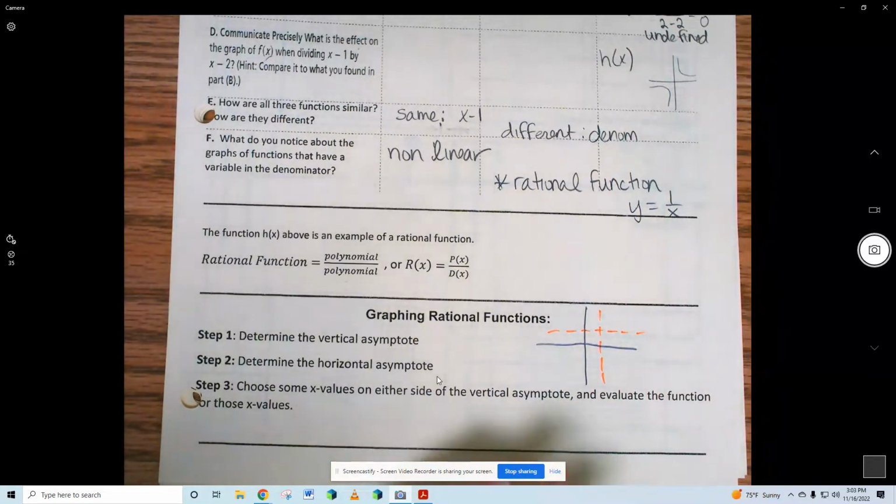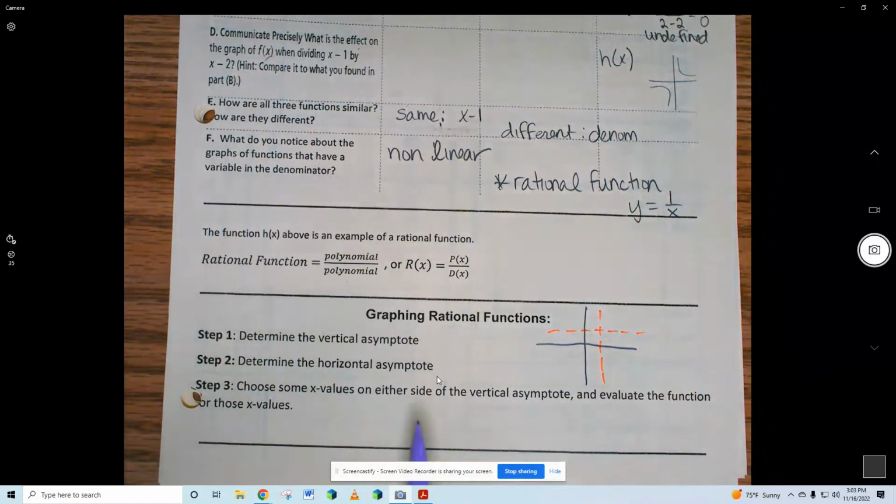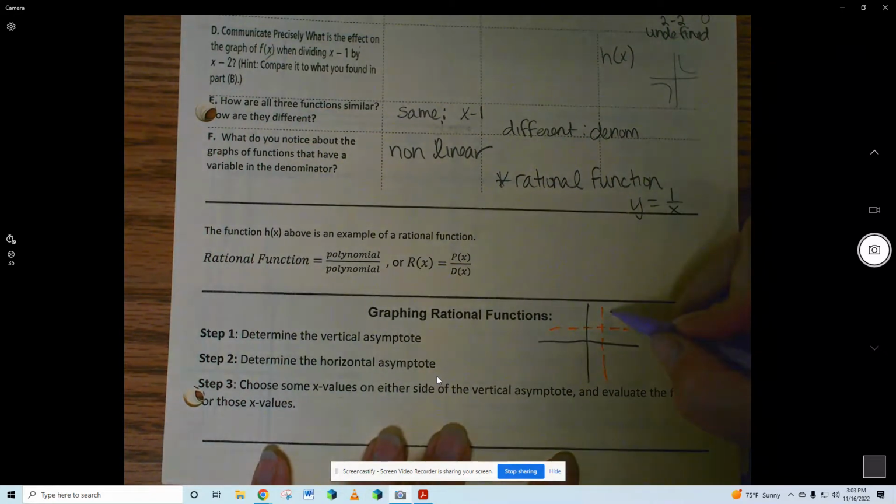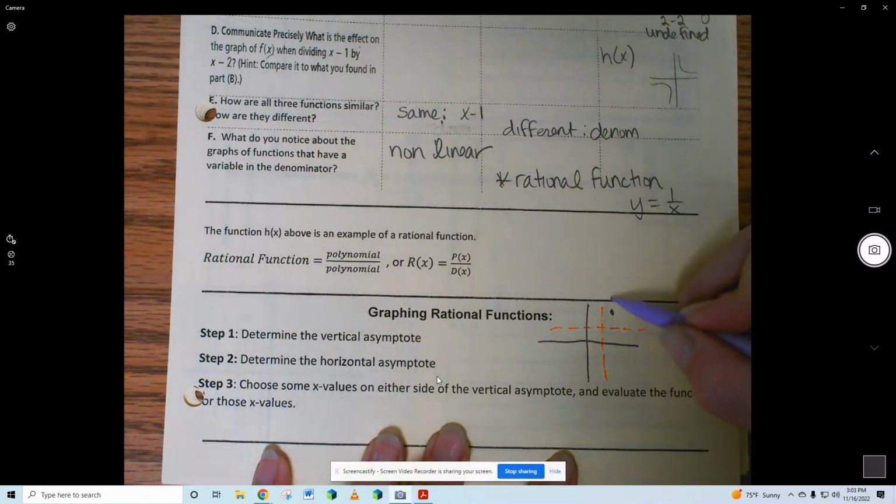then I need to choose values that are over to the left, because I want to know what's going on on this side of my asymptote. Is the graph up here? Is it down here? So I'm going to pick something lower, less than my asymptote. I'm also going to pick something bigger than my asymptote because I want to know where the graph appears to the right side. So I'm picking values over here, like maybe this number, and then I can draw a line through it.